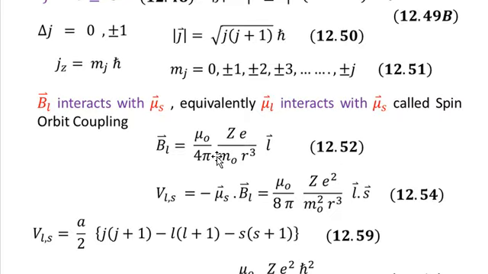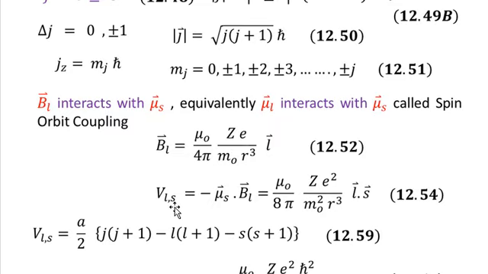Then again, you see that when you apply the magnetic field, then due to the interaction of mu L and mu S, the splitting is produced, and that splitting is represented by VLS, which is called the spin orbit splitting.